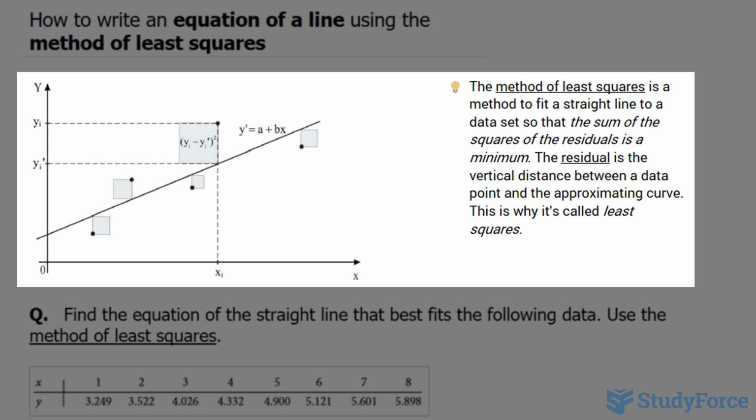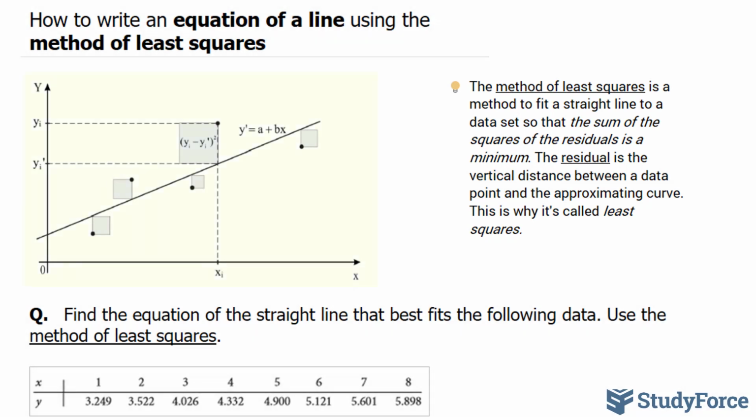Now you're probably wondering what a residual is. The residual is the vertical distance between the data point and the approximating curve that you make. This is why it's called the least squares, and an illustration of this is shown to your left.